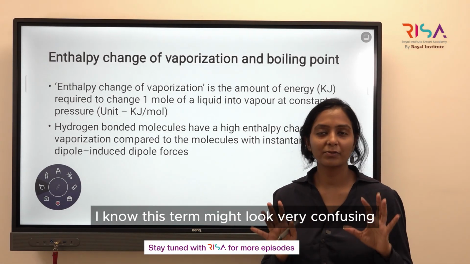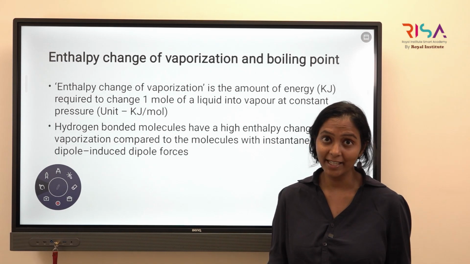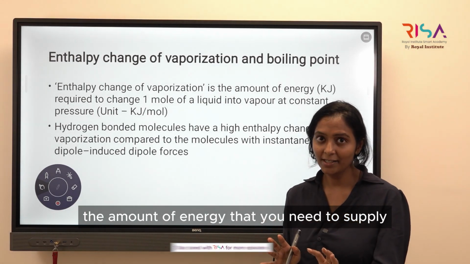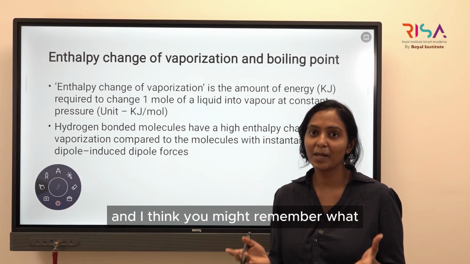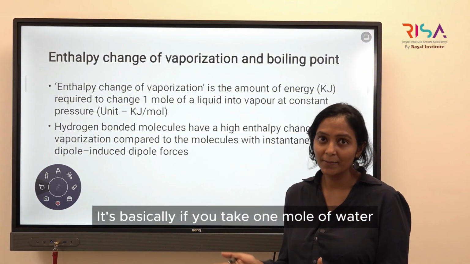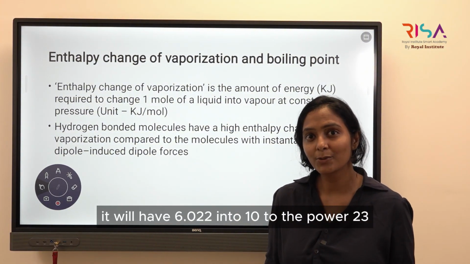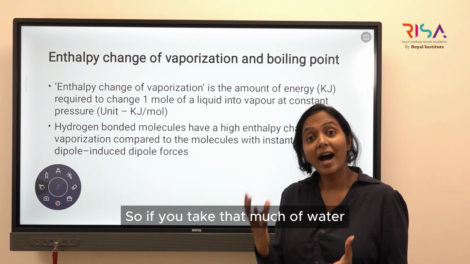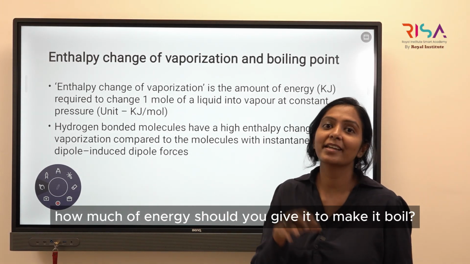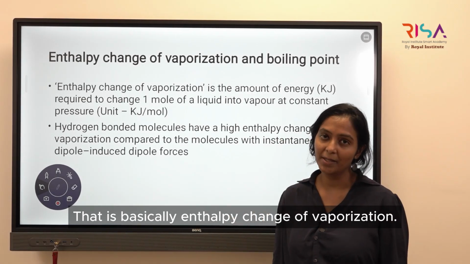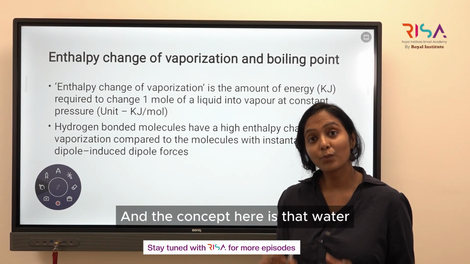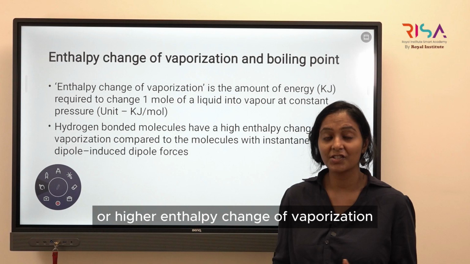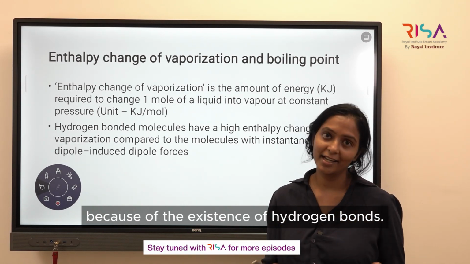I know this term might look very confusing, but let me take it simply. This is basically the amount of energy that you need to supply to 1 mole of liquid. And I think you might remember what 1 mole of liquid is. If you take 1 mole of water, it will have 6.022 into 10 to the power 23 water molecules. So if you take that much water, how much energy should you give it to make it boil? That is basically enthalpy change of vaporization. And the concept here is that water generally has a high boiling point or higher enthalpy change of vaporization because of the existence of hydrogen bonds.